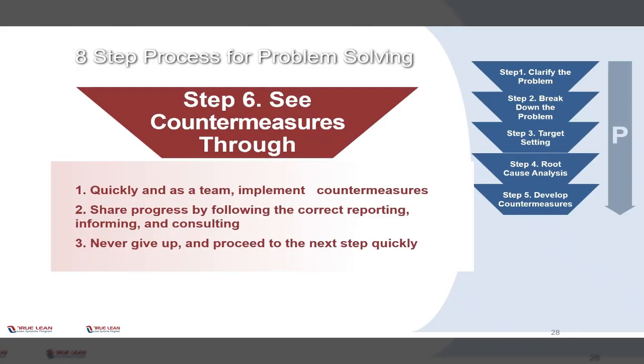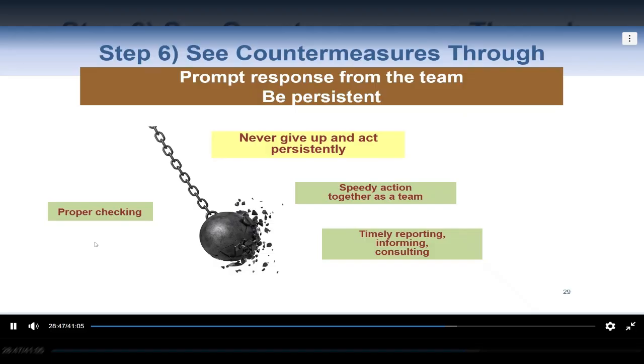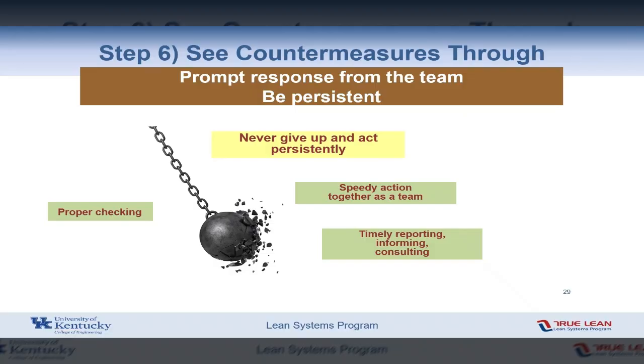So we want to knock out this problem. We should work speedily as a team, most importantly, so that we can eliminate this problem from continuing, but also while we have a good understanding of the process before the situation may change or other factors may interfere. As we do this, we need to regularly report, inform, and consult with stakeholders, and we need to keep at this problem persistently until the countermeasure is implemented and the problem is addressed.